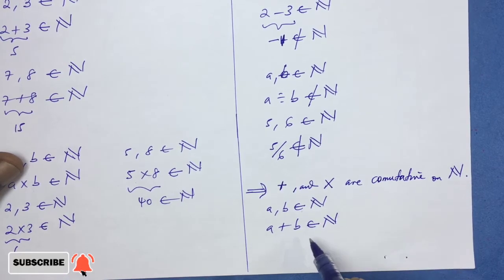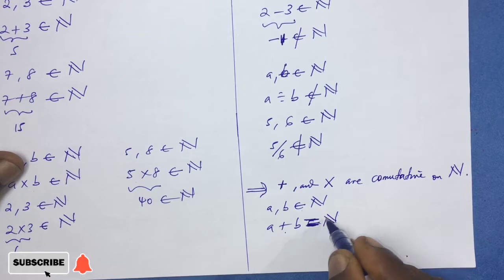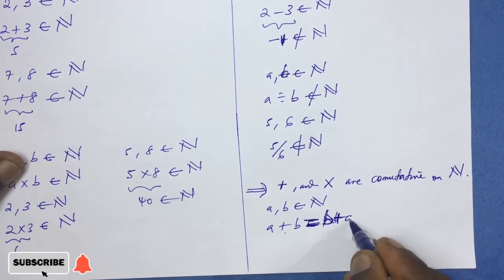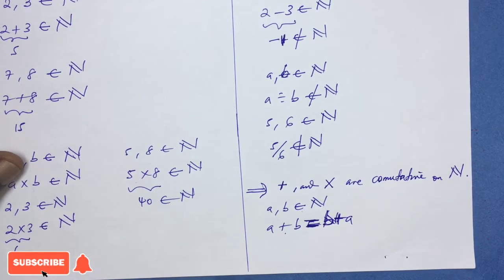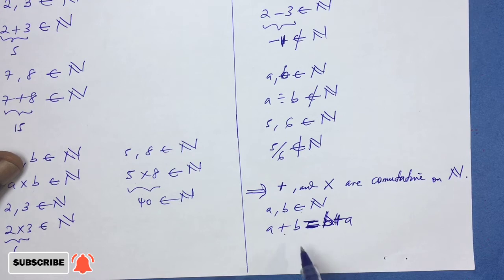It tells you that addition is commutative on n, especially when a plus b is equal to b plus a. So if you select any two elements from n such that the first plus the second gives you the second plus the first, then we say that addition is commutative on n.